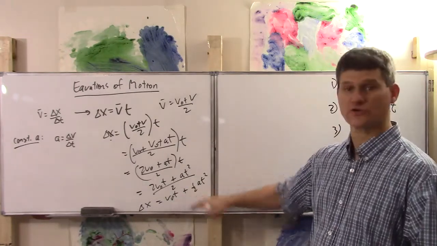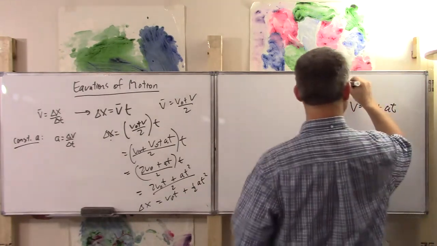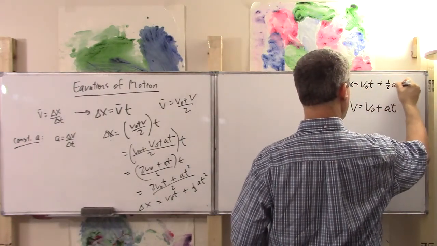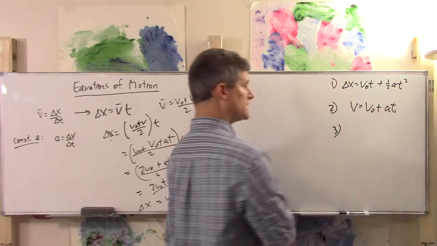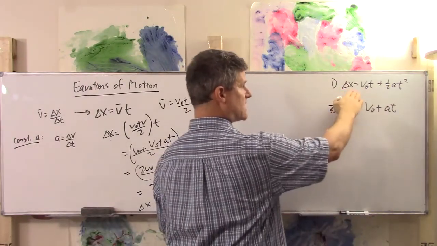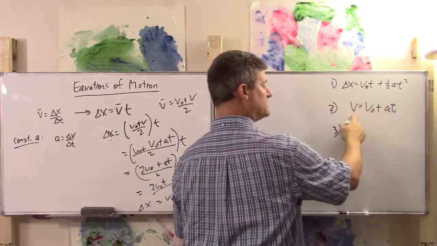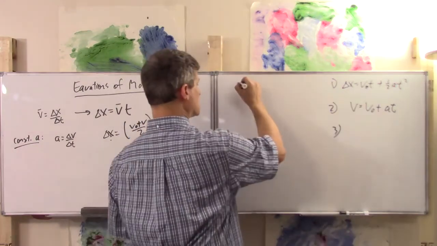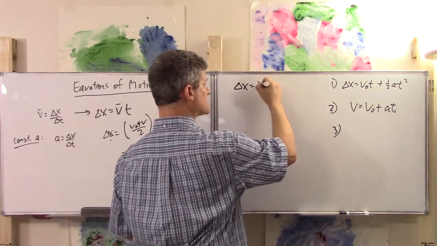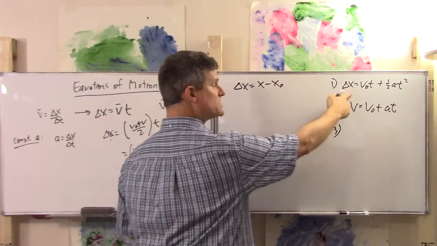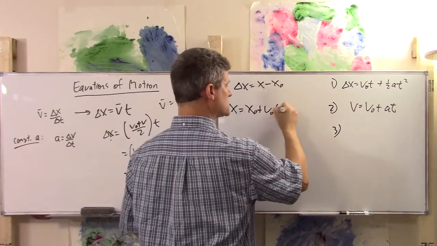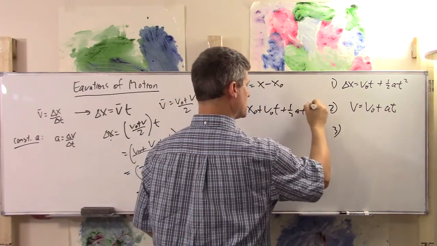So this becomes the first equation of motion. Delta x equals v0t plus 1/2 at squared. So here we have delta x as a function of time, and we have v as a function of time. Now, delta x, as we said before, is x minus x0. So this equation could be written x equals x0 plus v0t plus 1/2 at squared.